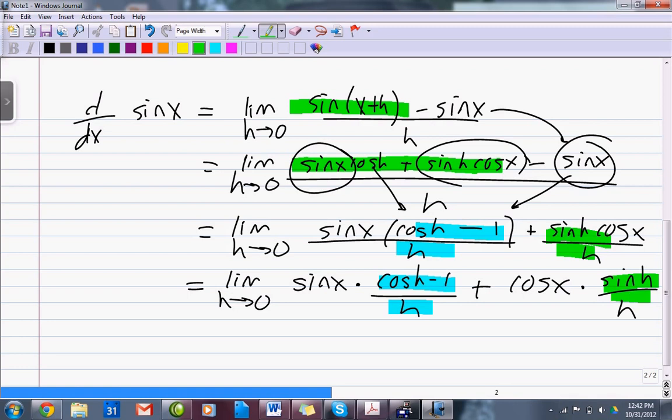Now I'm going to take each limit. Notice that this limit, as always, has to do with h. Not all the terms have an h in them. So this cosine of x just comes right down, times the limit as h goes to 0 of this guy. I wonder what that is.